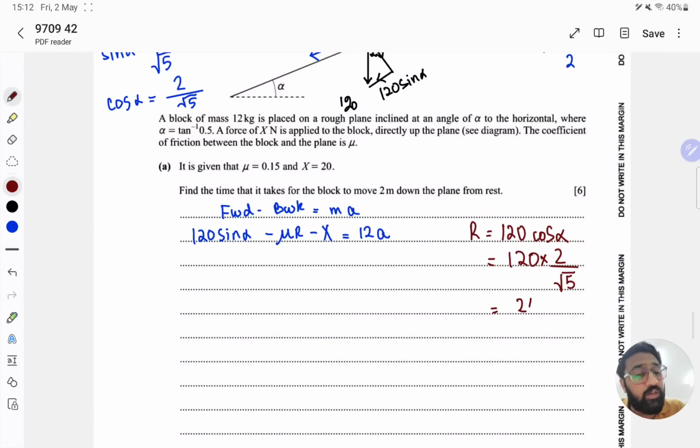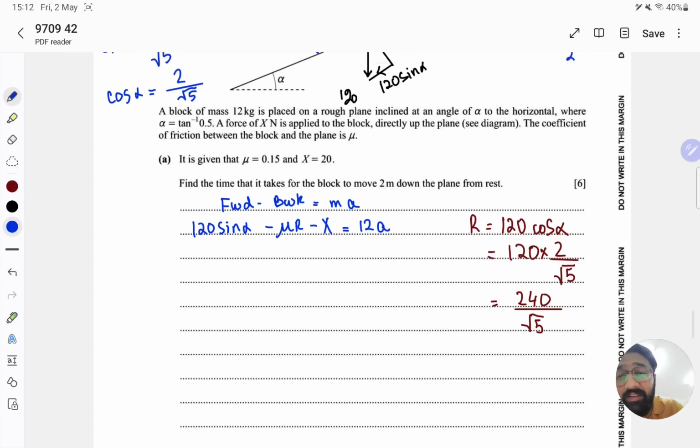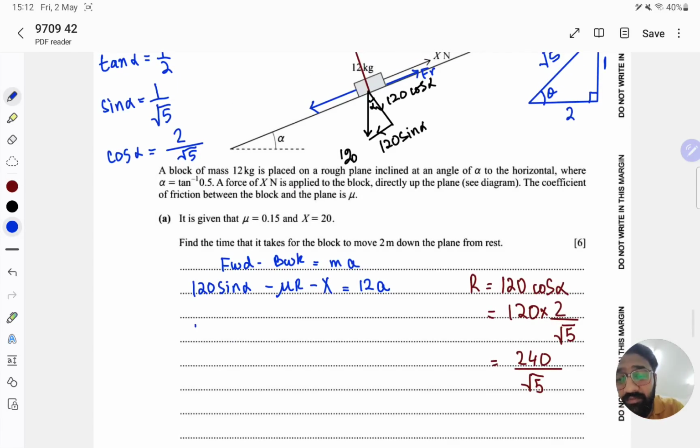So it will be 240 divided by square root of 5. This is the value for r. Now let's substitute the values over here. Sin alpha is also known, which is 1 by square root of 5. So it will be 120 by square root of 5 minus the value of mu, which is 0.15. The value of r is 240 over square root of 5.